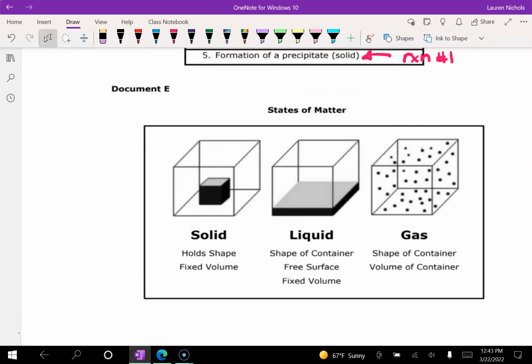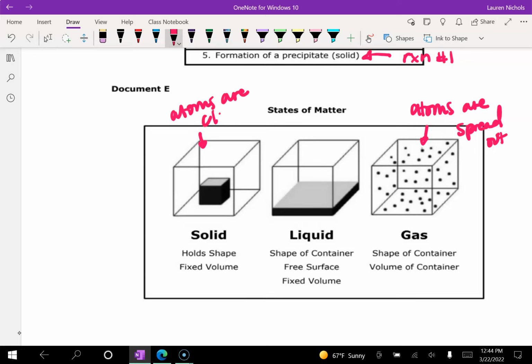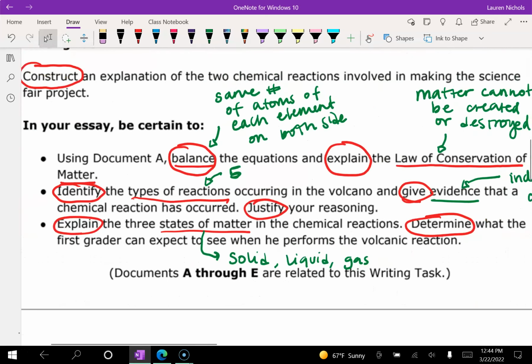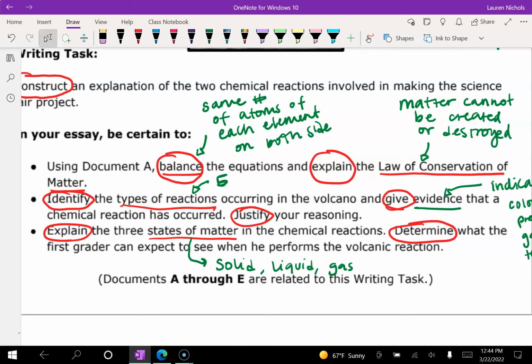But we do see in document E about the states of matter. We see some indicators or characteristics of them, and we can see what happens to their atoms. So here we see that in a gas, the atoms are spread out, whereas in a solid, the atoms are close together and tightly packed, and a liquid is kind of in the middle. So this is kind of a review of some chemical changes and the law of conservation of matter, and you should be able to identify which documents you're using for each bullet point.